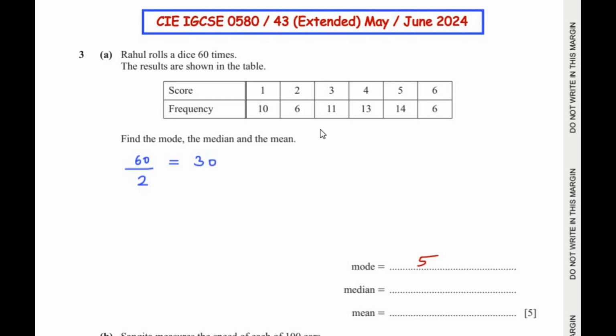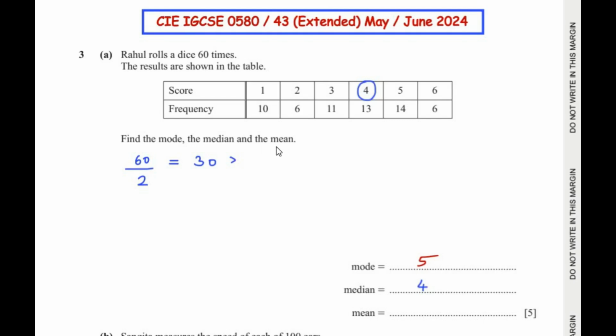Now let us keep adding the frequencies one by one till we reach the number 30 or a number which is greater than 30. So here 10 plus 6 is 16. 16 plus 11 is 27. 27 is still less than 30. So 27 plus 13 gives us 40, which is greater than 30. So here we got the median at score 4. So we are going to write the median as 4.